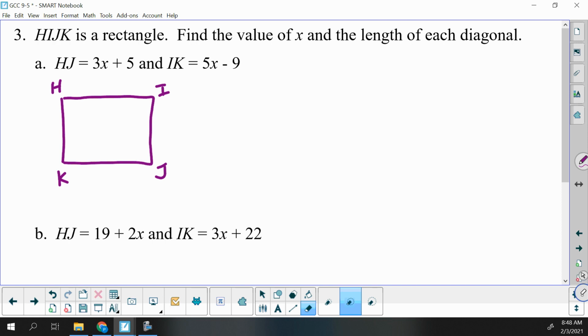And they tell us values for HJ and IK. So those are our diagonals. So there's HJ and there's IK. Well, if we have a rectangle, let's think about what we know about our diagonals. From the parallelogram properties, we get the diagonals bisect each other. From the new rectangle properties, we get the diagonals are congruent. So that's the one that's going to tell us the equation to set up. We know that the diagonals are congruent, so we can set those two things equal to each other.